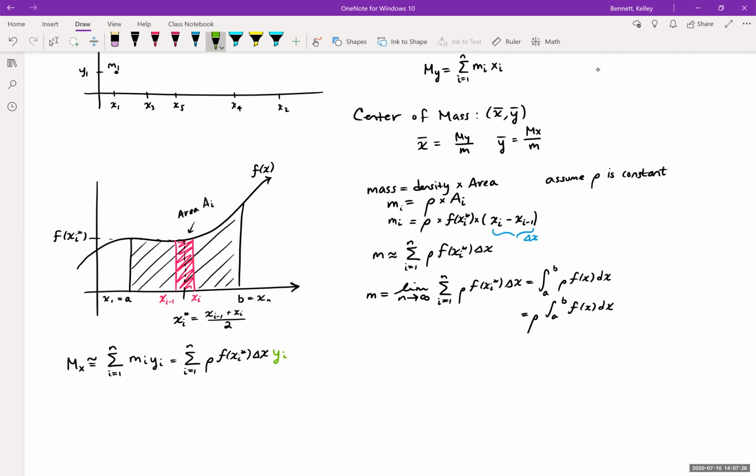So the mind trick here is that you have to treat each individual rectangle as a point mass. But how do you do that? You have a two-dimensional object that you want to treat as a point. So the key is to figure out the center of mass for each rectangle. The center of mass for each rectangle is going to be halfway up and halfway over. So halfway up, this is going to be f of xi star, but I'm only going to go halfway up, so over 2. And then everything else stays the same, so I still have delta x, f of xi star, and I still have rho, and I'm still taking the sum from i equals 1 to n.